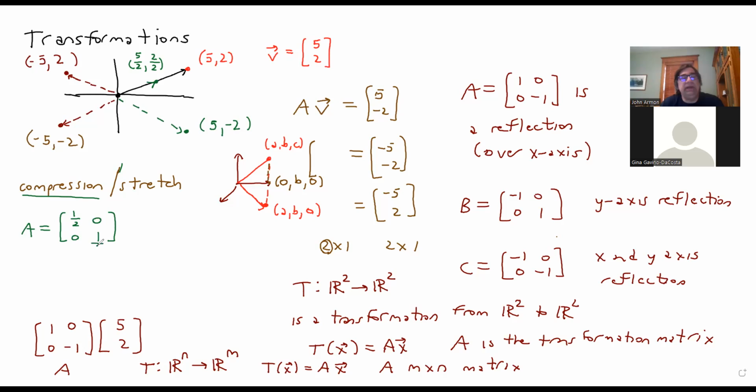Would it have to be a matrix that looks like this? So if I took my original vector right here, 5, 2, and multiplied it by matrix A, which has 1/2 in these 2 slots, is that going to give me this new vector here? It should. 5 times 1/2, 0 times 2. 0 times 5, 2 times 1/2.